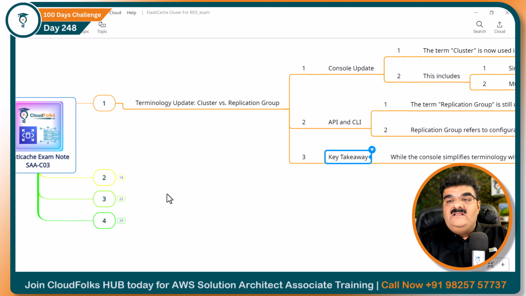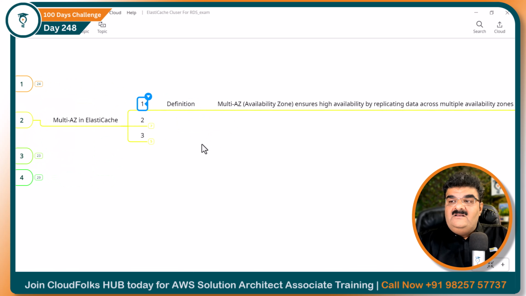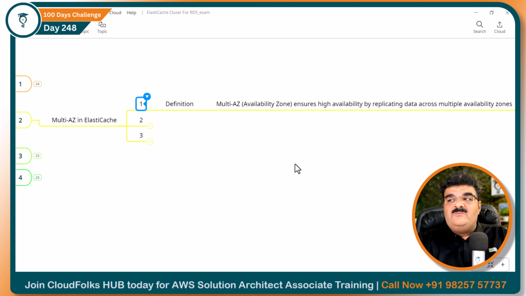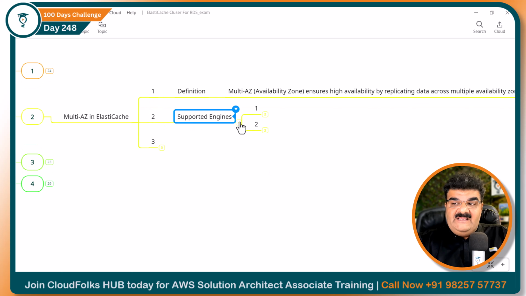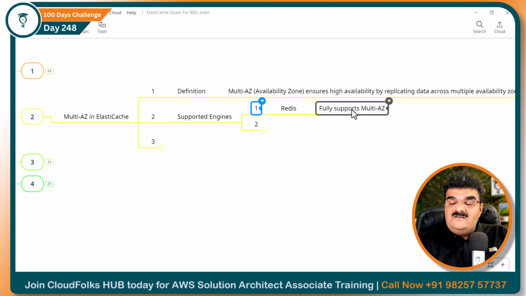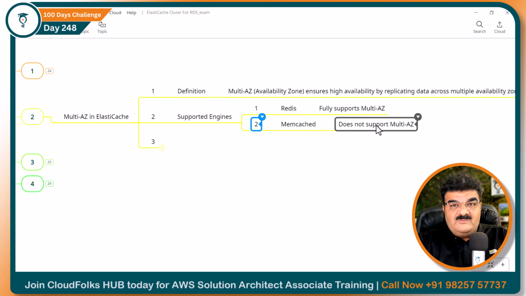Now let's talk about the second point, which is multi-AZ in ElastiCache. As you know, multi-AZ is going to deploy your resources into multiple availability zones, so you will get high availability. Now, supported engines: Redis fully supports multi-AZ. Memcache does not support multi-AZ.